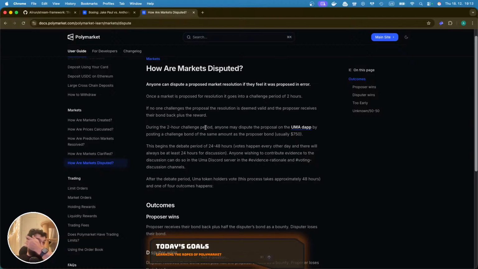And everyone will have to wait for the 2-hour challenge period, until the proposed resolution becomes final. And this is where you can actually earn this additional time premium. So it's not going to be a cent per hour, but a cent per 2 hours, which is also good, I think, in my opinion.